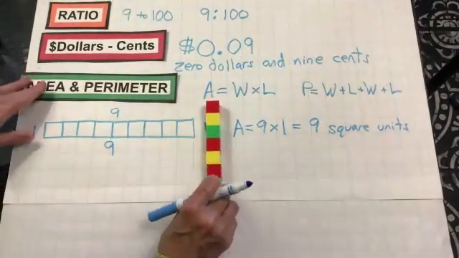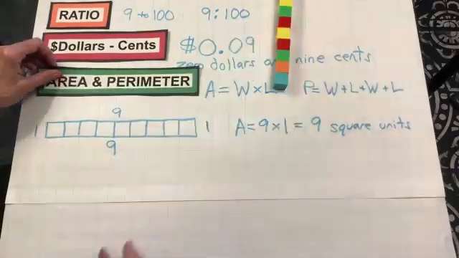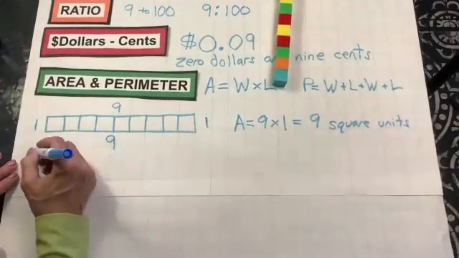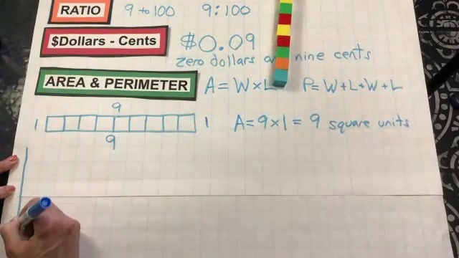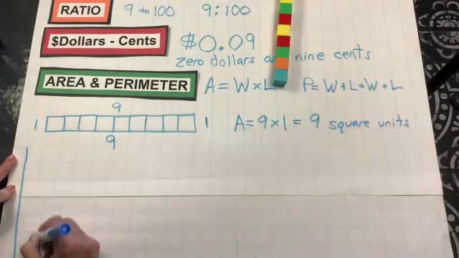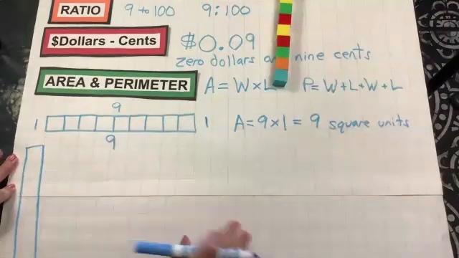All right, so this is the horizontal way. Now we're going to do the vertical way. So let's go ahead and draw this vertically. So I'm just going to come down here and I'm going to draw me a vertical.